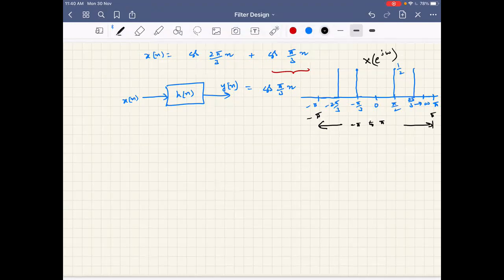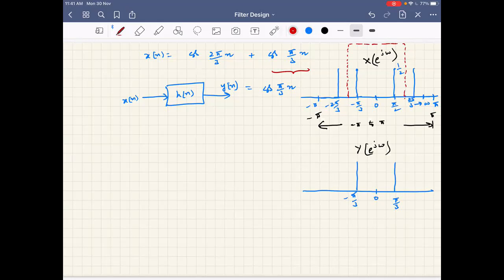Now you can see that cosine signals with two different frequencies are mixed up, and the expected output, let it be Y of e power j omega, has only one specific cosine signal, which is at minus pi by 3 and pi by 3. If I wish this to happen, ideally I should have a filter here, of height 1, that passes only one component among these two cosine signals.